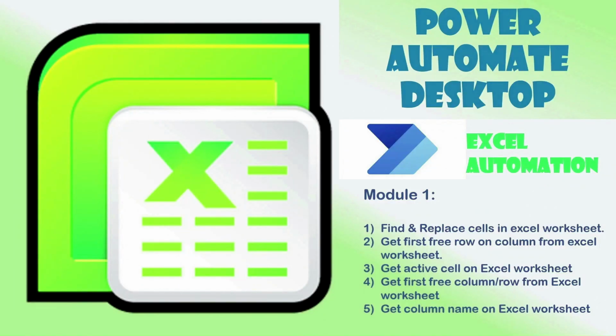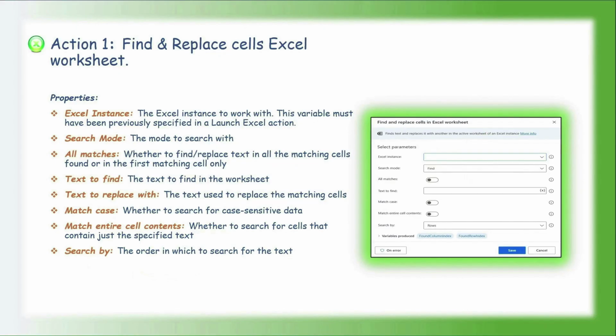So let's start with the first action, which is find and replace cells in Excel worksheet. Here, as you can see, we have multiple properties under it. First is Excel instance, second is search mode, then all matches, text to find, text to replace with, match case, match entire cell contents, and search by. I've mentioned the individual descriptions for you all to refer, but not to worry, I'll cover each of them while we implement it in Power Automate Desktop.